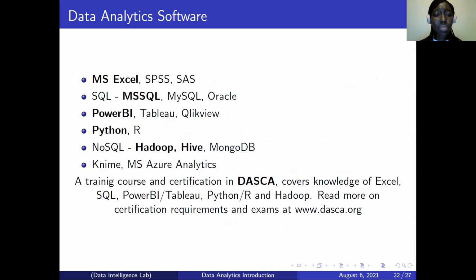Because various descriptive analysis can be done using Microsoft Excel, and they keep improving. For any data expert, it's always good to have a good understanding of Microsoft Excel and how to use it. Then you also have Structured Query Language.